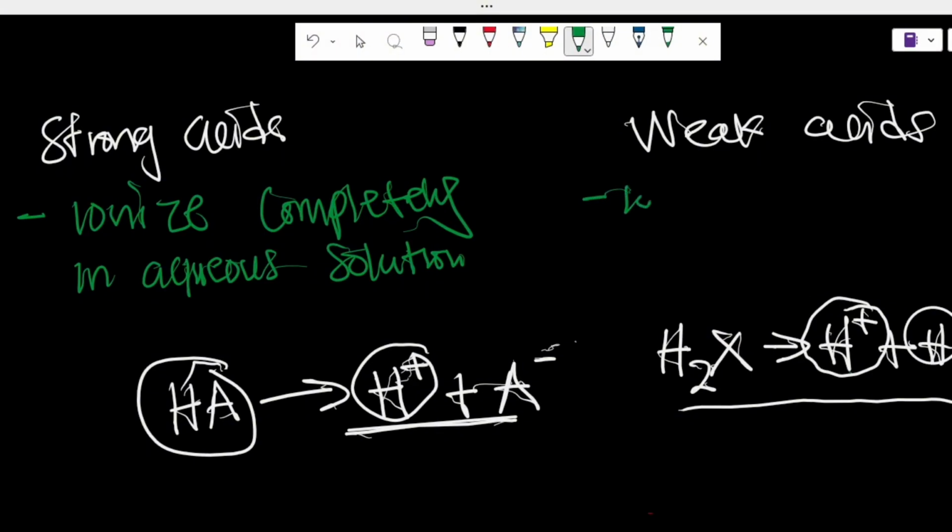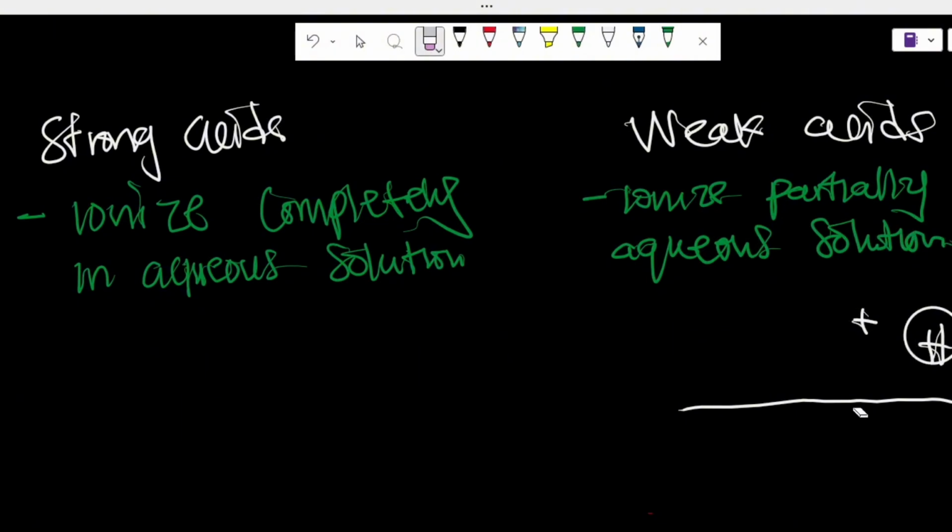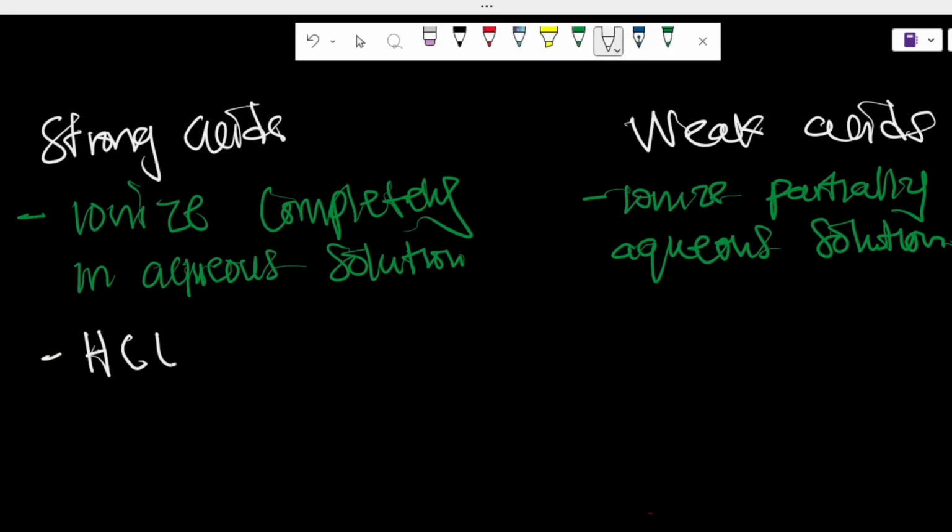So for weak acids, they ionize partially in aqueous solution. So make sure that you understand the differences between weak acids and strong acids. So what are some of the examples of weak acids and strong acids? For strong acids, you have hydrochloric acid. This is a strong acid, which means that it ionizes completely in aqueous solution.